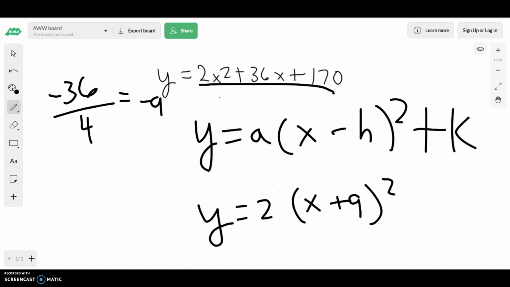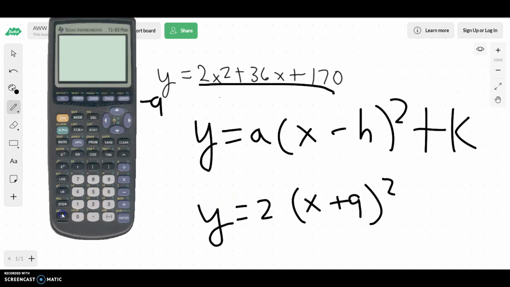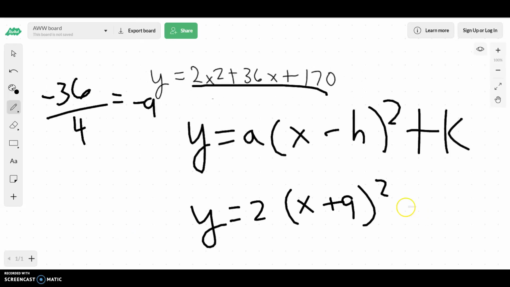It's probably going to be easier to do on this calculator. So I'm going to use this other calculator. So let's do 2 times 81 plus 36 times negative 9 plus 170, and we get 8. So that should be my answer.